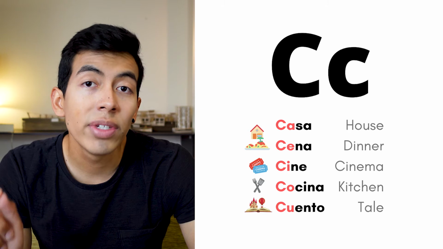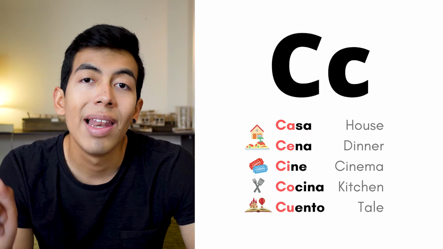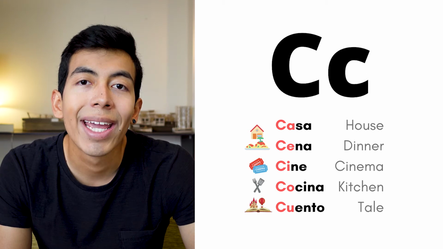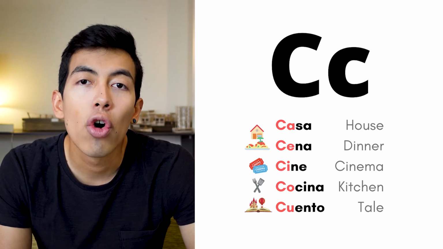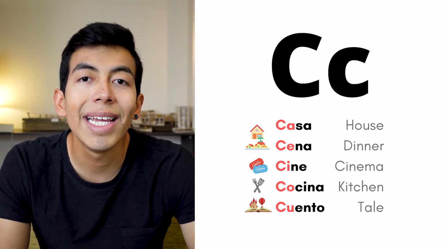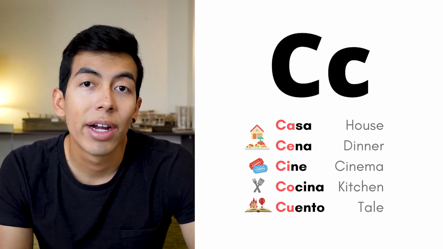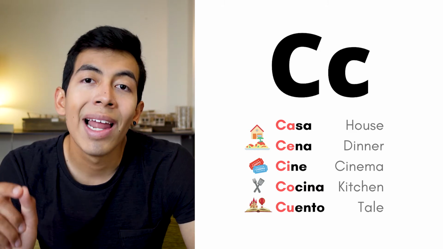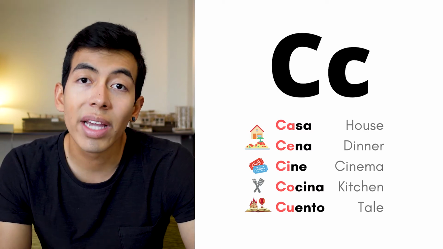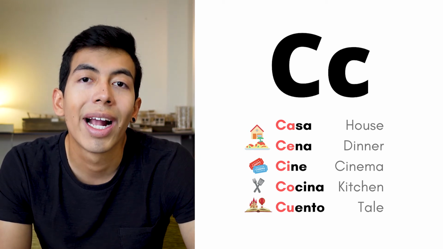Then we have la letra C. The pronunciation of this letter depends on the word or vowel that follows this letter. For example, la letra C with all the vowels would be ca, ce, ci, co, cu: casa, cena, cine, cocina, cuento. In words like casa, cocina, cuento, la letra C is pronounced like K. It's kind of similar to the K in English.